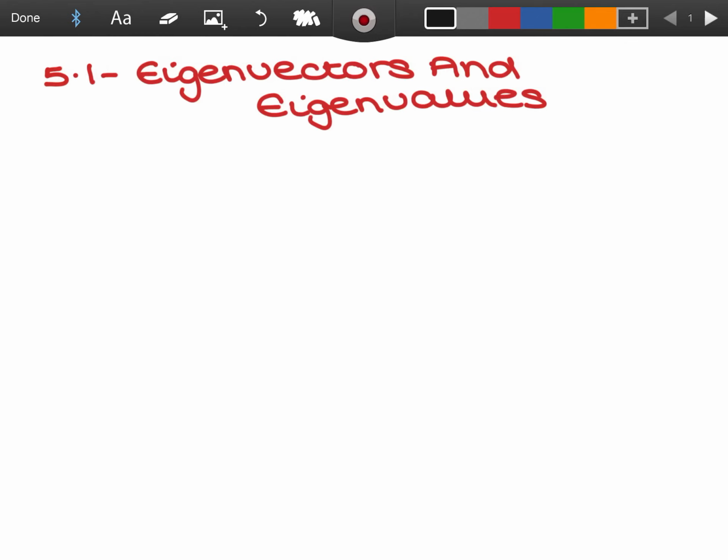Going to look at what it means to be an eigenvector or an eigenvalue of a square matrix A. So the first thing that I want to bring up is the fact that you can only have eigenvectors and eigenvalues of square matrices. So A must be an n by n matrix.